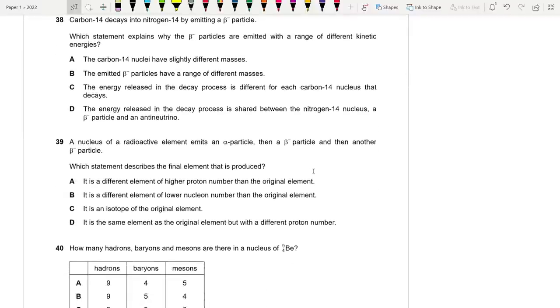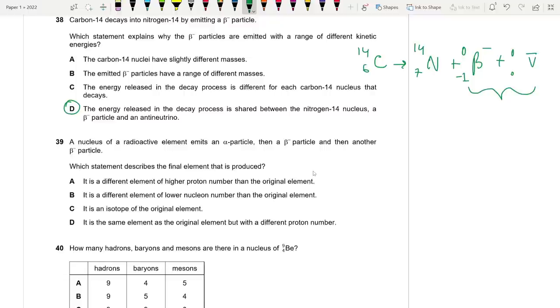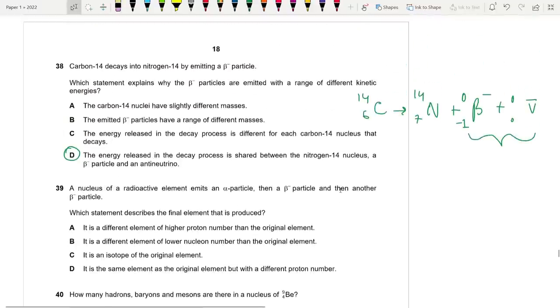Which statement explains why the beta minus particles are emitted with a range of kinetic energies? Interesting. Basically, carbon 14 decays into nitrogen 14 and it releases a beta minus particle. And also, it releases an electron antineutrino. So basically, the energy that is released is shared between the beta minus particle and the electron antineutrino. That's the actual reason. All three, actually, that's the reason. You need to know this, okay? The energy is divided between them. That is why it doesn't have fixed energy.